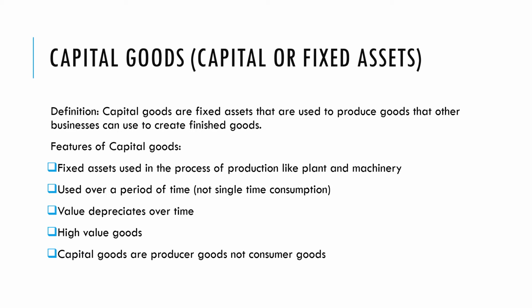For example, a machinery has a life of 10 years, 12 years, or 20 years. It depreciates over a period of that amount of time, say 10 years. So it is going to depreciate every year for 10 years. And the value is, let's say, 10 lakhs, 20 lakhs. So the value is really high. And they are meant for further production of finished goods.